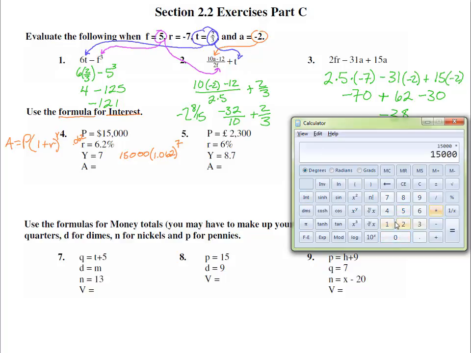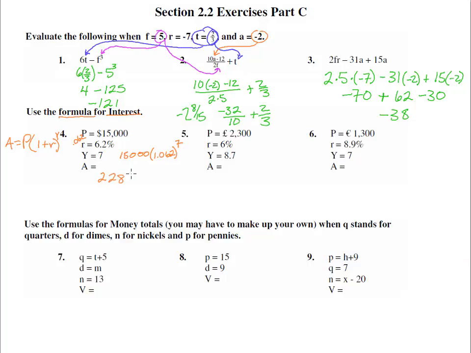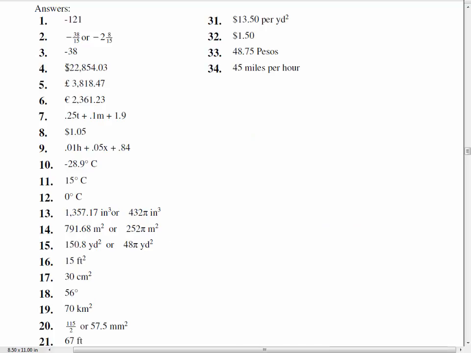15,000 times 1.062 to the, and notice that the calculator does maintain order of operations. It will do exponents before it does the multiplication. It didn't hit equals between there, to the 7th power. And now we can hit equal, and we get $22,854.03. And that's how much is at the end of our investment. Let's check our answer. And yes, number 4, there it is.